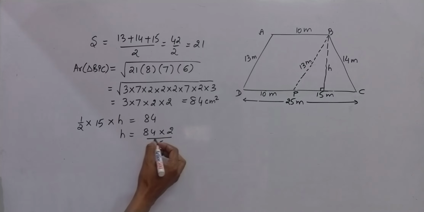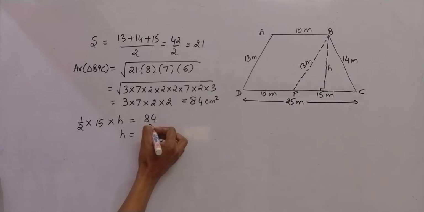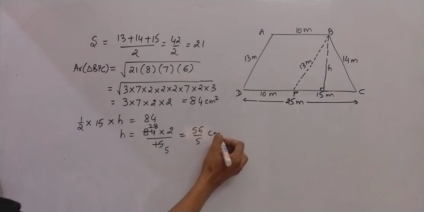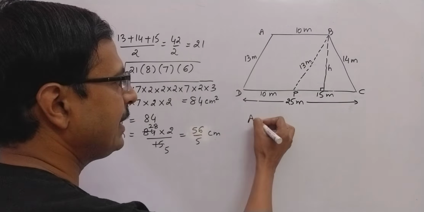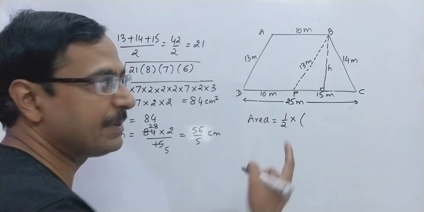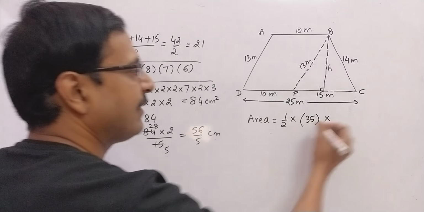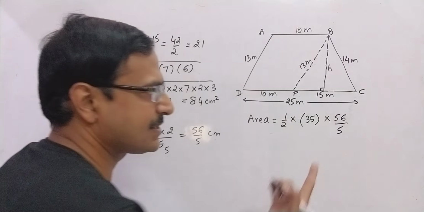So I will cancel this by 3. So this is 5 and this is 28. So this is 56 by 5 centimeters. Now having found H, you can find the area of the trapezium very easily. So the area of the trapezium will be, you know the formula, half the sum of the two bases. The bases are 10 and 25, which is 35, multiplied by 56 by 5, which is the height.